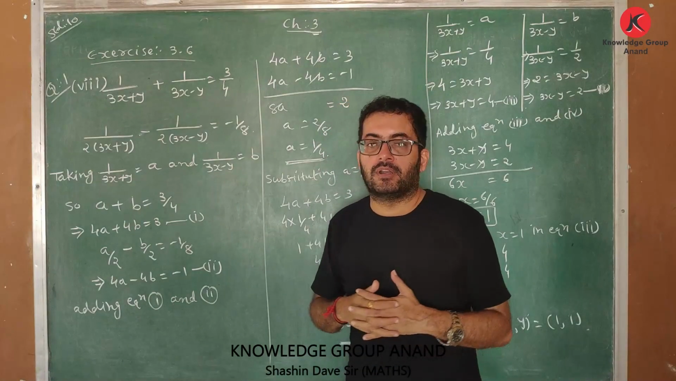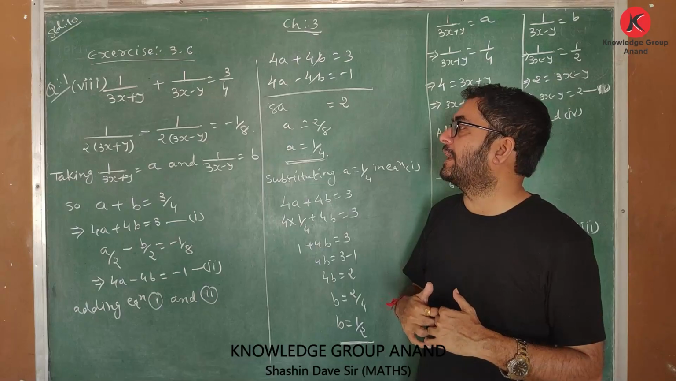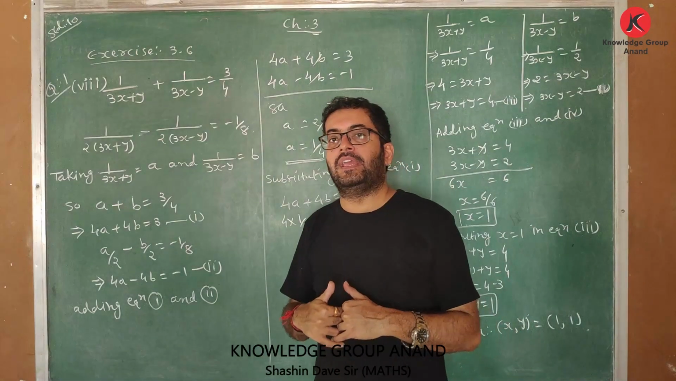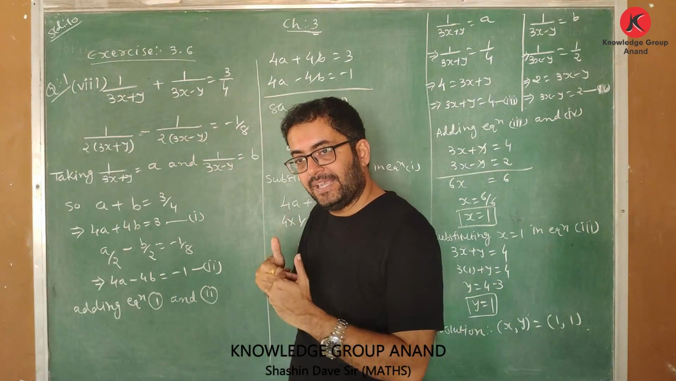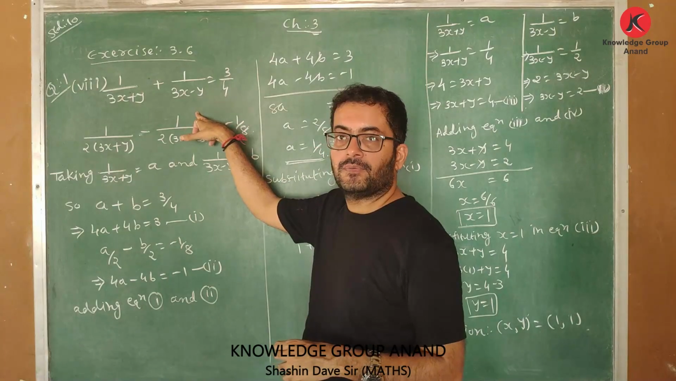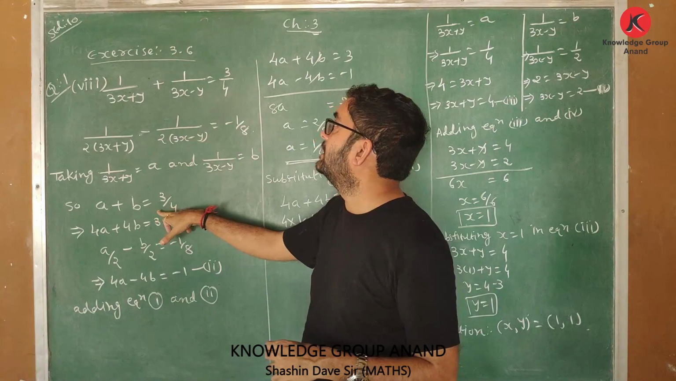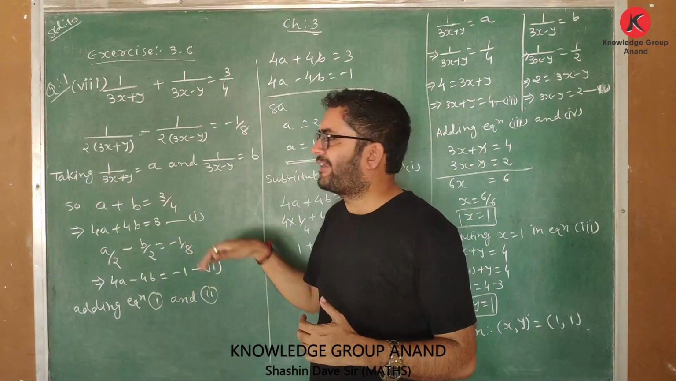So after taking 1 upon 3x plus y as a and 1 upon 3x minus y as b, our equation will look like this. As 1 upon 3x plus y is a, a plus 1 upon 3x minus y is b, so a plus b is equal to 3 upon 4. Now I want a simple equation. I don't want the fraction part.